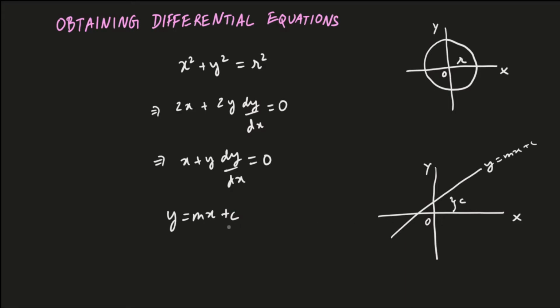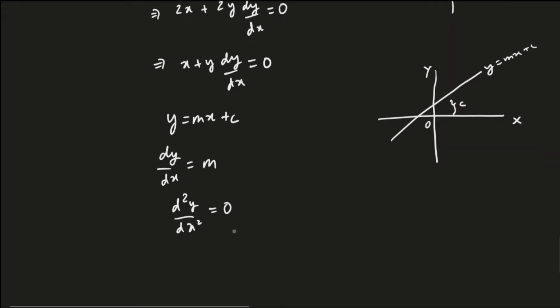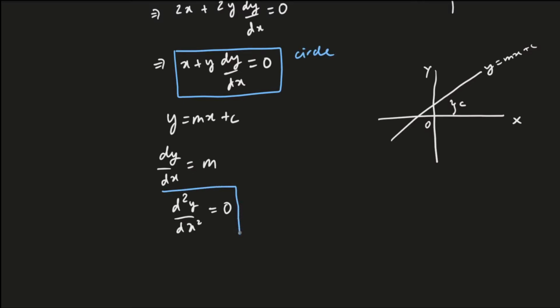As usual, we will get rid of these arbitrary constants, m and c, to get a differential equation. We differentiate it once to get dy over dx is equal to m. To get rid of m also, we need to differentiate it once more, so that we have d squared y over dx squared is equal to 0. Now we have gotten rid of both of these constants. And this is the differential equation for a straight line. This was for a circle, and this is for a straight line.